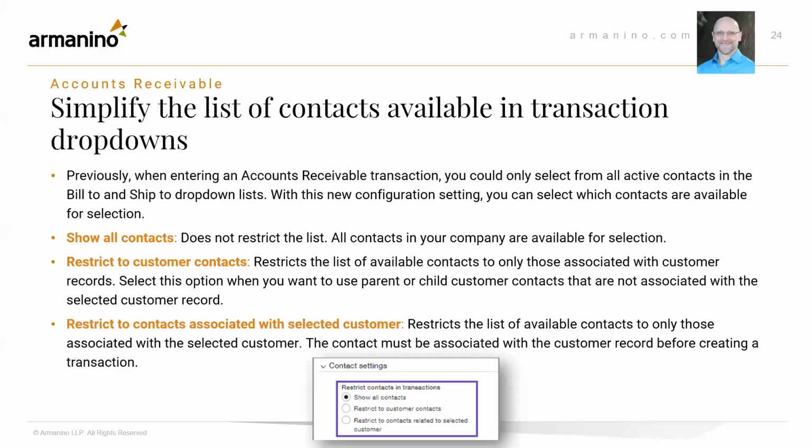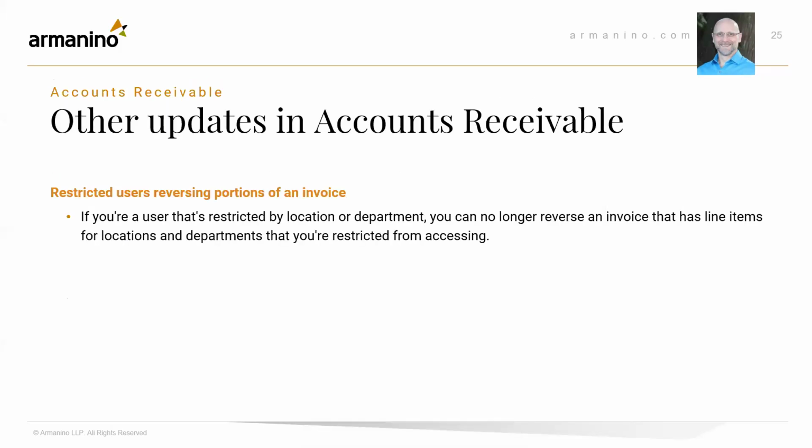All right, moving on to AR. This is going to be quick because it's essentially the same thing I said on the AP side. In AR transactions, you can now, again, show all contacts, restrict to just customer contacts, or restrict to contacts associated with selected customers. So it makes that a lot easier from the drop-down perspective. And if you are restricted as a user by location or department, you will no longer be able to reverse invoices that have line items for locations and departments that you are restricted from accessing.